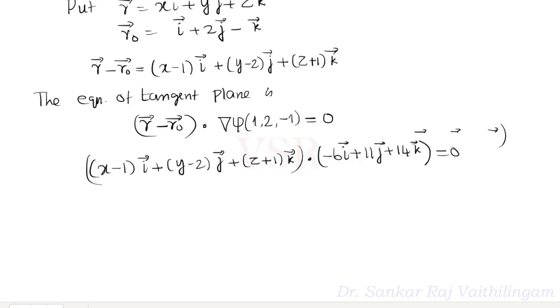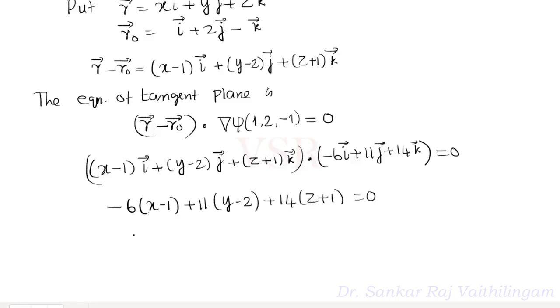Okay, that's all. This must be equal to 0. So what do we get here? Minus 6x minus 1 plus 11y minus 2 plus 14z plus 1, which must be equal to 0. This implies that what is this?